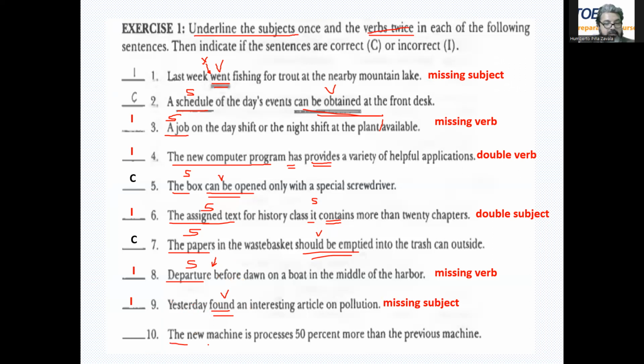And finally, the new machine processes 50% more than the previous machines. So we got the subject, we got the verb, right? And that's where the problem lies. It's incorrect because we have a double verb, okay? So take a look at what we did here and you'll be fine.